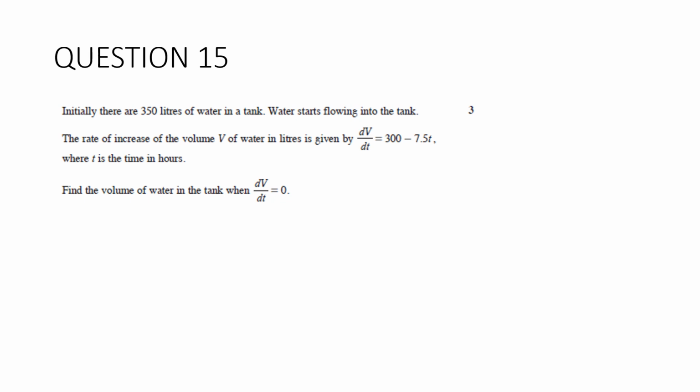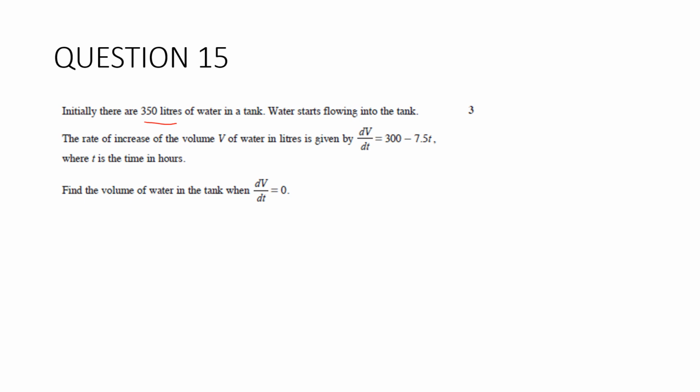Question 15. Initially there are 350 litres of water in a tank. Water starts flowing into the tank. The rate of increase of the volume V of water in litres is given by dV/dt equal to 300 take away 7.5 times t, where t is the time in hours. Find the volume of water in the tank when dV/dt is equal to 0.